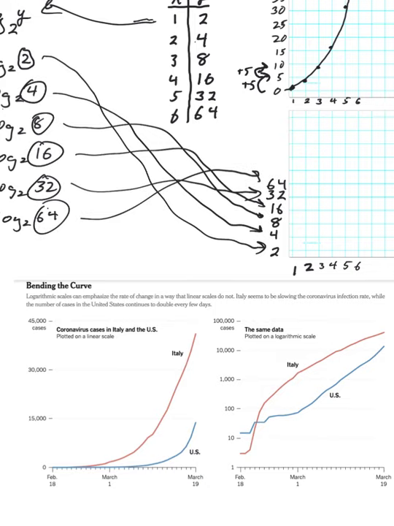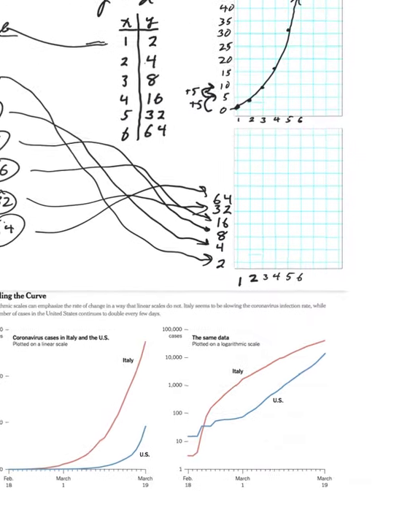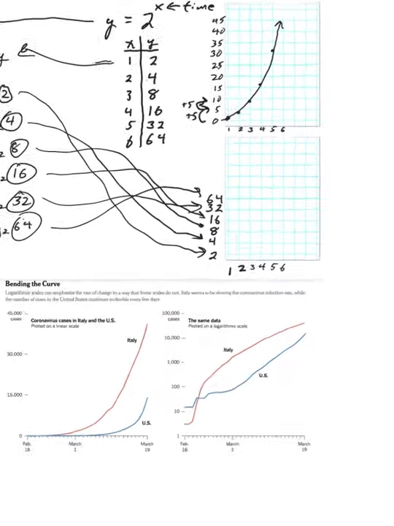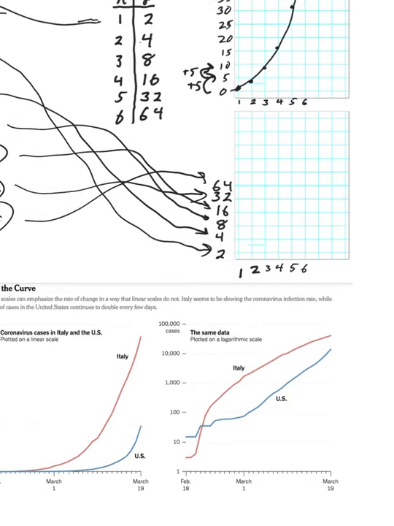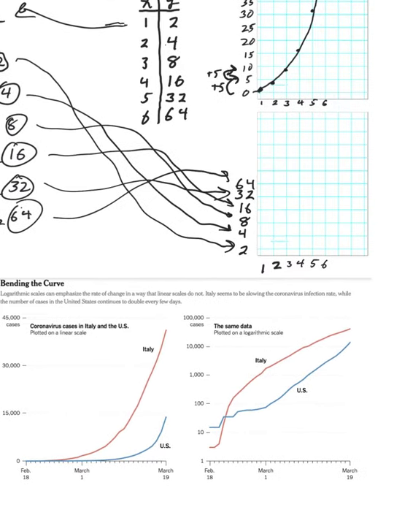So let's go ahead and graph our points again. When the log is equal to 1, I have 2. This point. When the log is equal to 2, I get 4. When the log is 3, I get 8. When the log is 4, I get 16. When the log is 5, I get 32, and then 64. So what is that? That's a straight line.